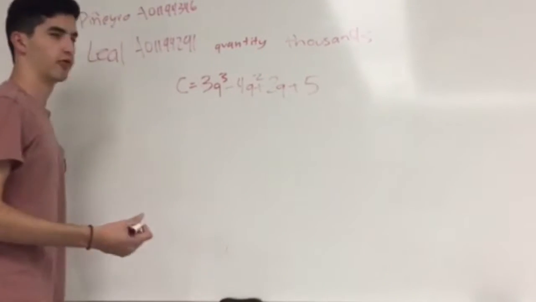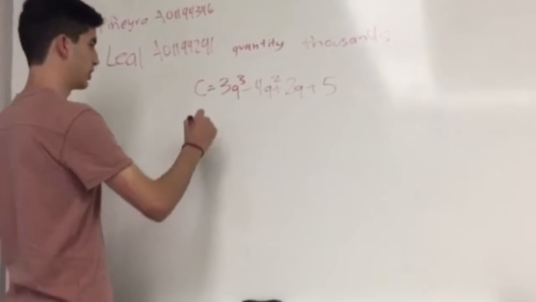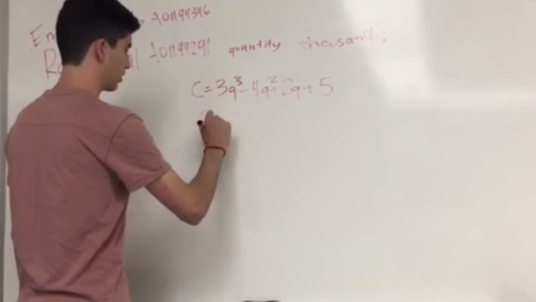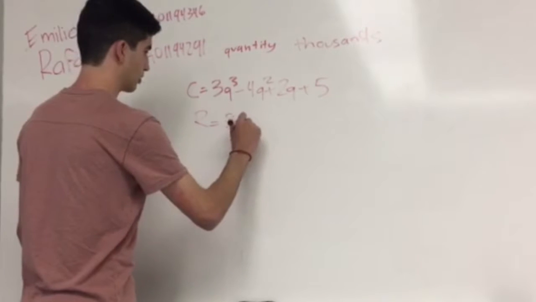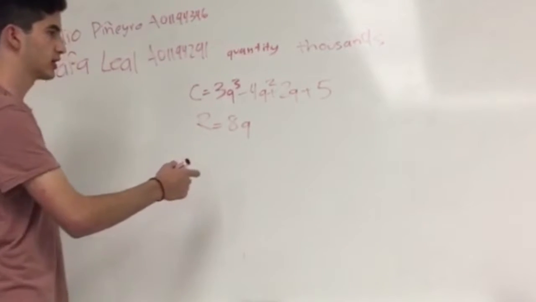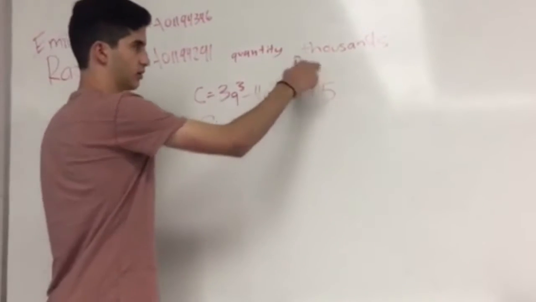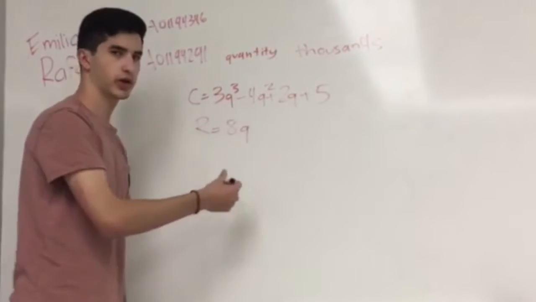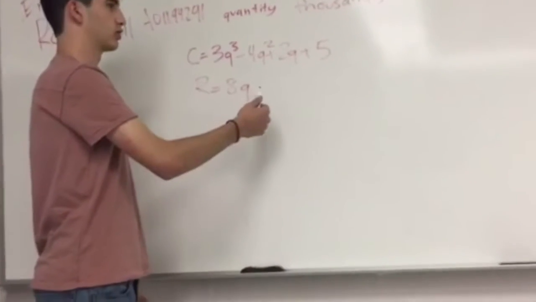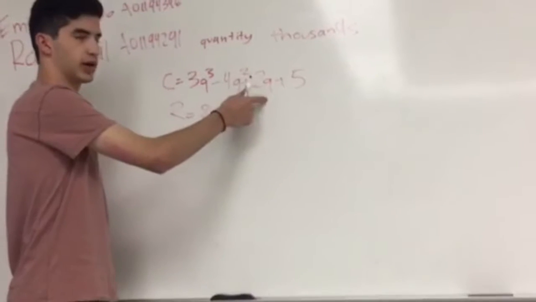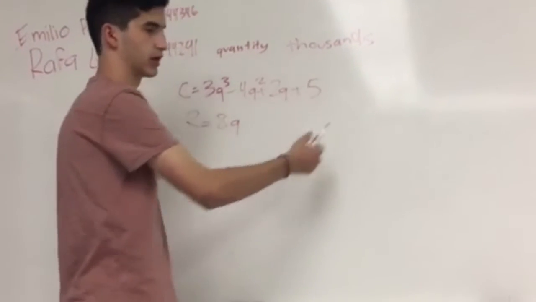And then we have a revenue formula, which would be described as R equals 8 times Q. And here it's important to notice that Q is measured in thousands. So whenever we're working with this equation, we are going to plug in, for example, a 1 or a 2, and that means 1,000 or 2,000.